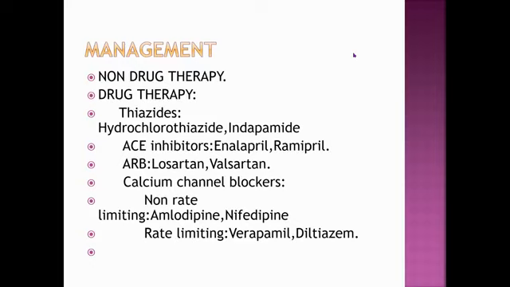Calcium channel blockers are another important group of drugs and are highly potent. They mainly affect isolated systolic hypertension, so they are the drug of choice, like hydrochlorothiazide, in the older age group. Calcium channel blockers are of two types. One is non-rate limiting: amlodipine, nifedipine, nicardipine. The other is rate limiting: verapamil, diltiazem. Rate limiting means cardiac rate limiting, so they are most commonly used in various types of arrhythmia, and in hypertension with arrhythmia.